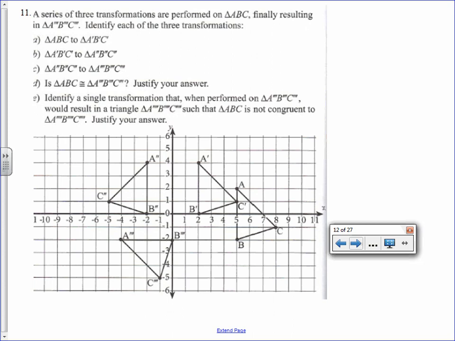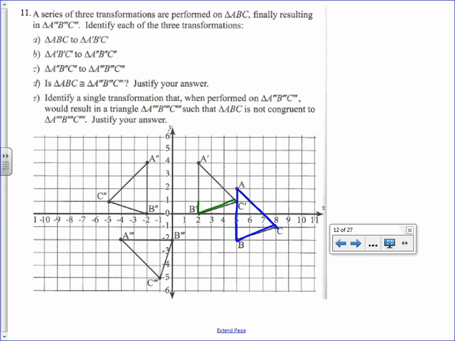Eleven is recognizing your transformations. A series of 3 transformations are performed. Identify each of these transformations. A, triangle ABC to A prime B prime C prime. Well, how are we going from here to here?